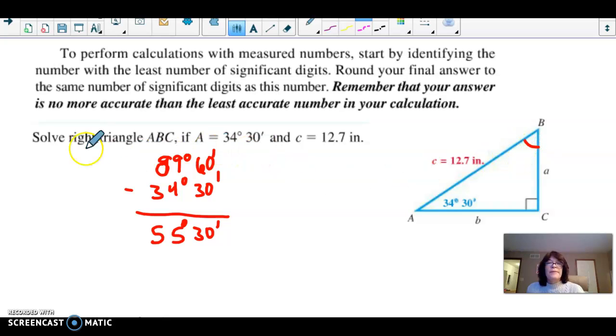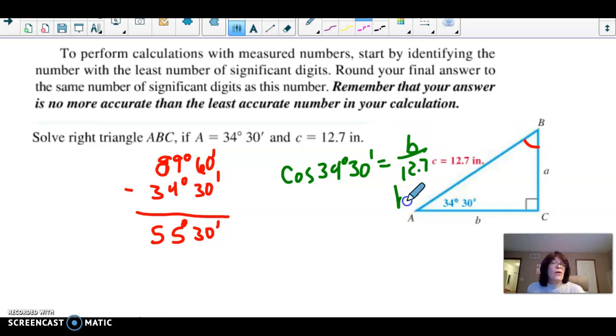Now I have angle B. So now I have all my angles. I have angle A, I have angle B, and I know I have a 90-degree angle. To find side B, I would probably take the cosine of 34 degrees, 30 minutes. The cosine equals adjacent over hypotenuse. So all I have to do is take on my calculator 12.7 times the cosine of 34 degrees, 30 minutes.